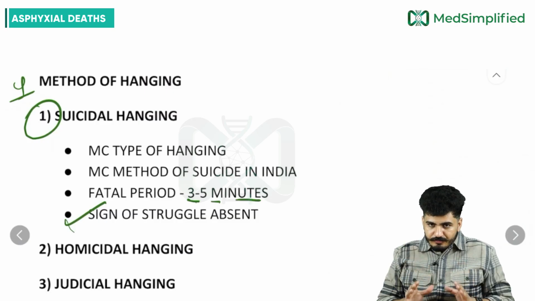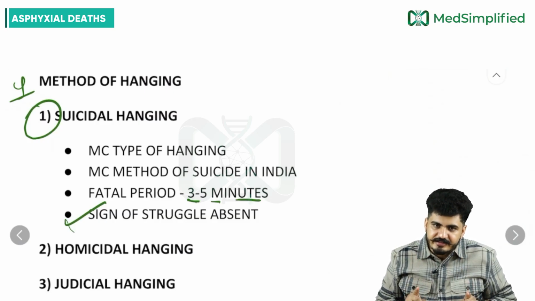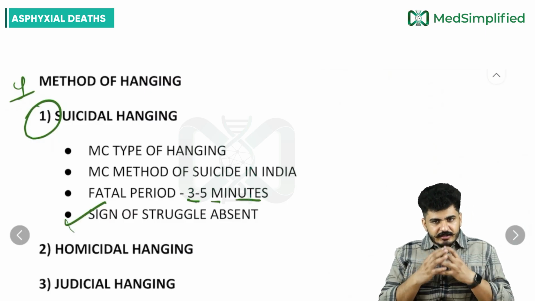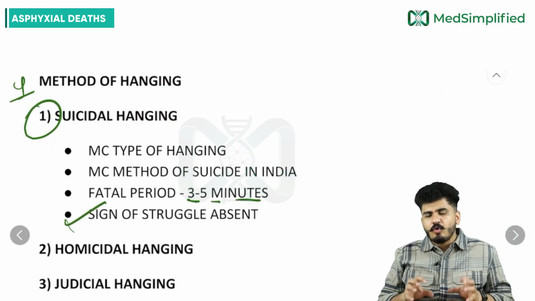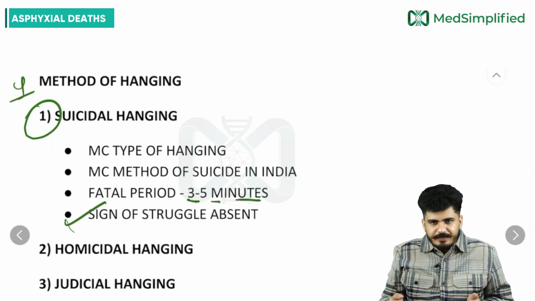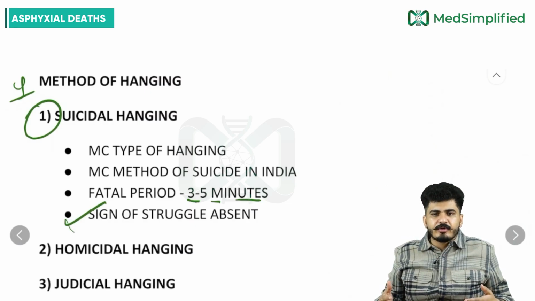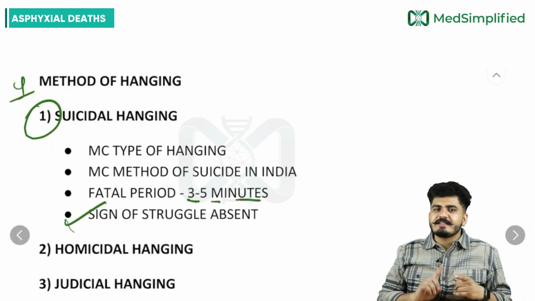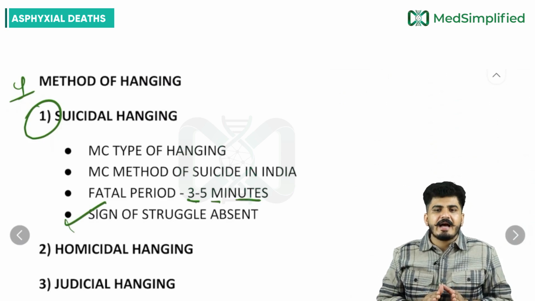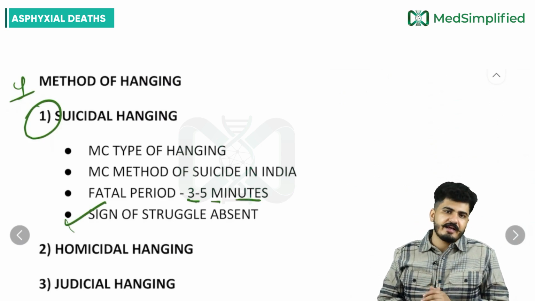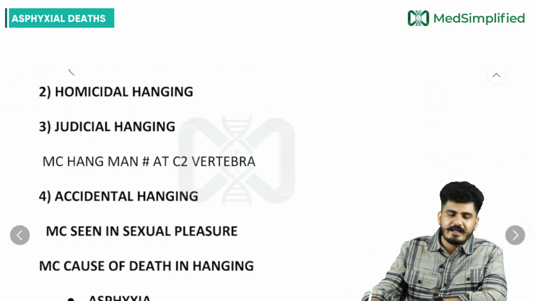Plus, if more force is applied, there is a high chance of fractures in the body too. So in suicidal hanging, where you are killing yourself, imagine whom you will scratch. There is no one. You are alone there. Who will produce the bruises on your body? No one. That is why the sign of struggle is absent in suicidal hanging and present in homicidal hanging. So the next topic we are going to discuss is homicidal hanging.